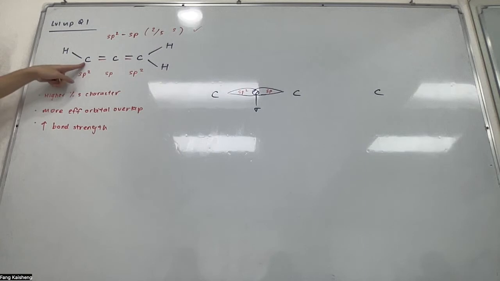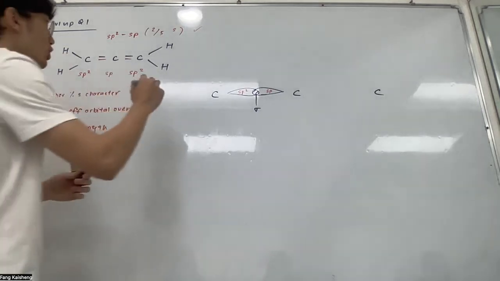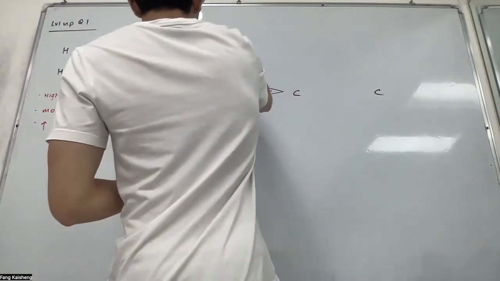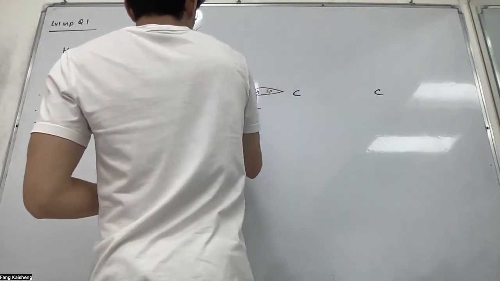On the left carbon, we have 2 more sigma bonds, right? So these 2 sigma bonds are what? What orbitals do we use for sigma bonds? sp2 also, right? So draw another 2 sp2 orbitals in the shape of a trigonal planar. So this 1, this 2.